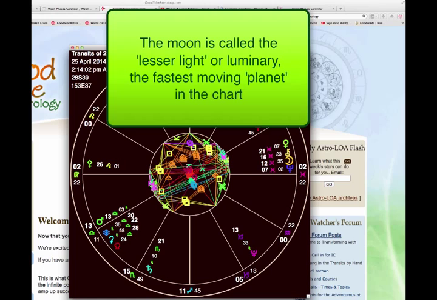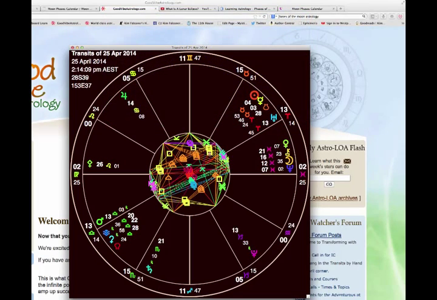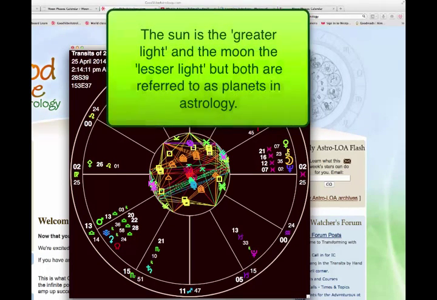Now notice in astrology we call the sun and moon planets when we're referring to them as transits. They're also known as the luminaries, where the sun is the greater light and the greater luminary, and the moon is the lesser light or lesser luminary.